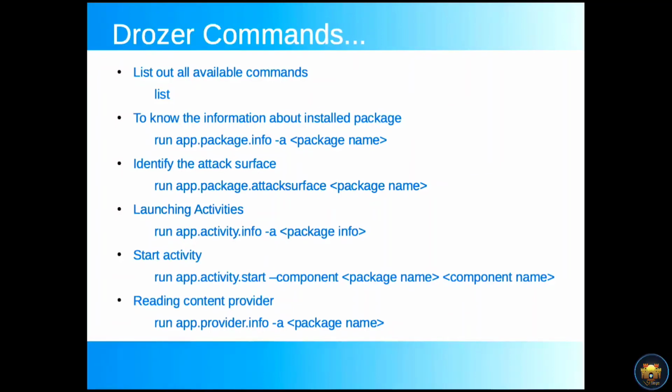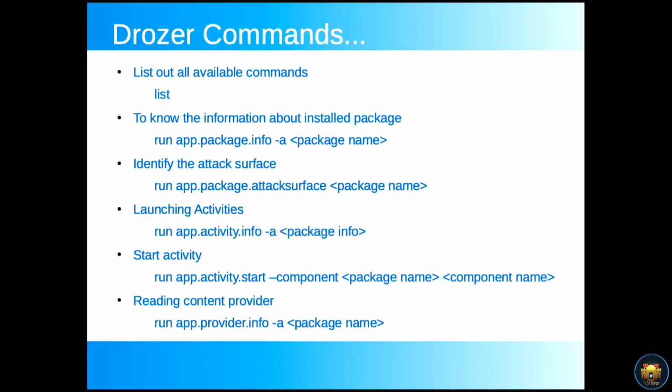Then after that, if you want to check the attack surface of the application, which types of attacks can be available, you can again use the run utility, and the sub command is app.package.attacksurface. This is a module sub command, and you have to put the package name.